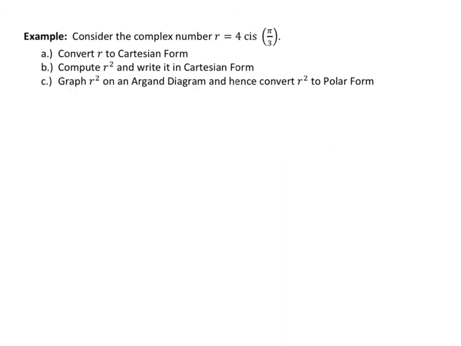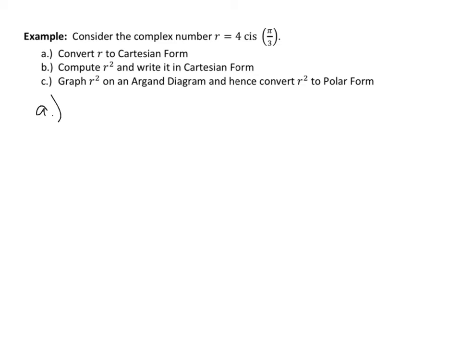All right, so this next example, I want us to consider the complex number r equals 4 cis pi over 3. So part A, I want us to take this and convert it into Cartesian form. So if you feel like you have a good sense for how to do that, go ahead and pause the video and do that now. If you'd like to see it done, then stay with me.